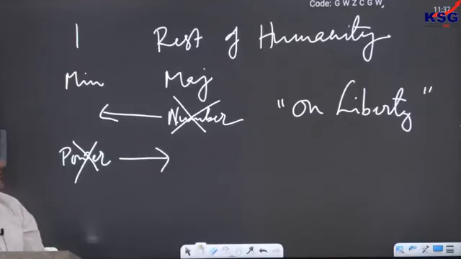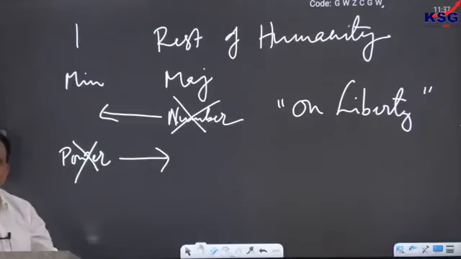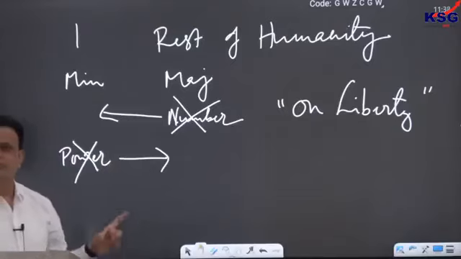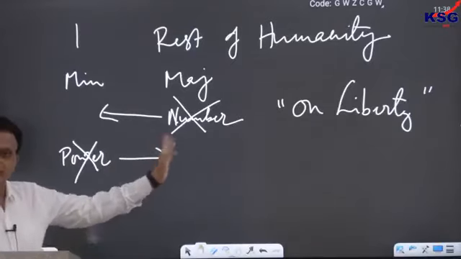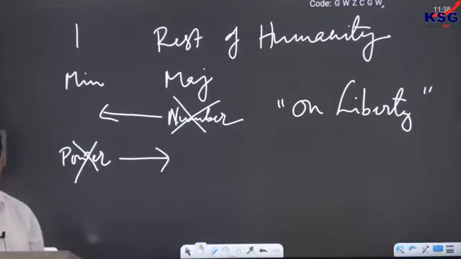So this book is often considered to be the most cogent, most concise and most consistent book in support of individual liberty in that age. So if you ask me again to make a list of 100 most influential books in history, then perhaps I will put On Liberty of Mill as one of them. So an extremely influential book in shaping the modern world in a way. A small book but extremely influential.